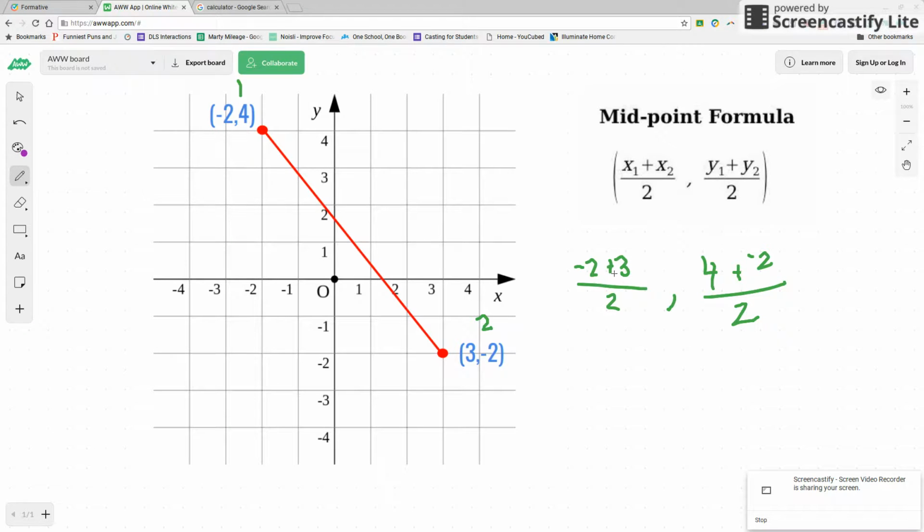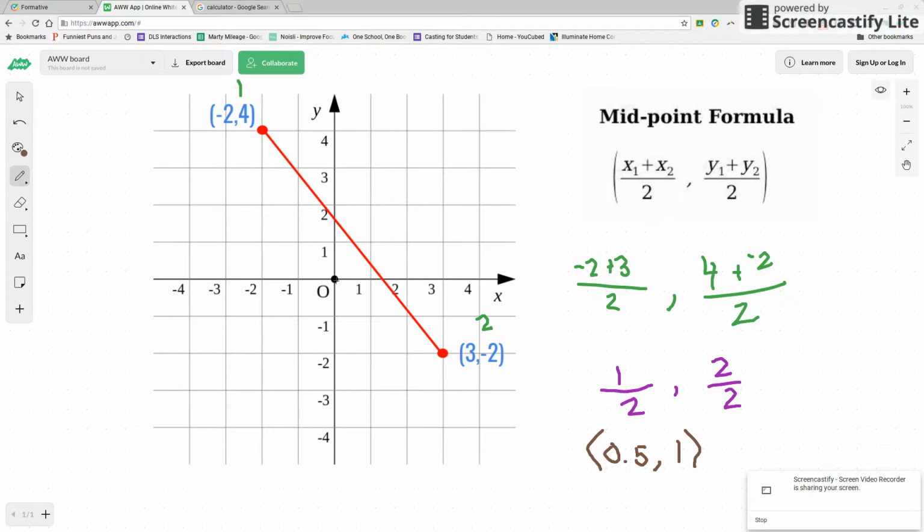The next one, now I'm going to actually do my adding. Well, negative 2 plus 3 gets me 1 divided by 2. And then on the other side, 4 plus a negative 2. Whenever we add a negative number, it's the same as taking away. So I have 2 divided by 2. And then I actually just do my dividing. 1 divided by 2 is 0.5. 2 divided by 2 is 1. So my midpoint, the middle part of this line, is 0.5 as an x and 1 as my y.